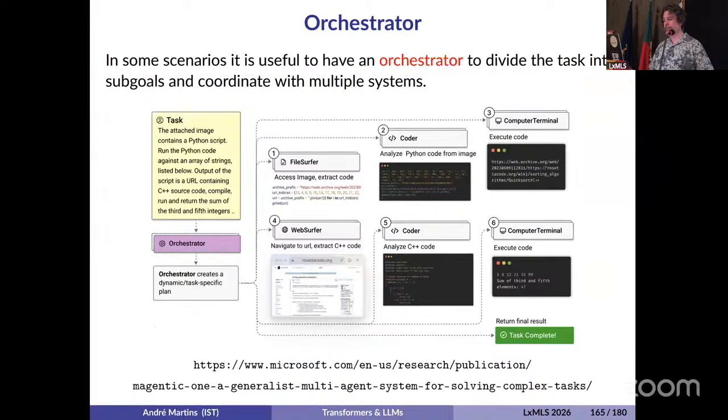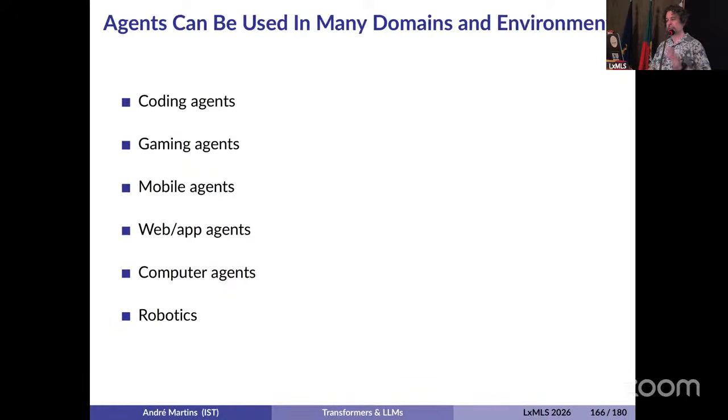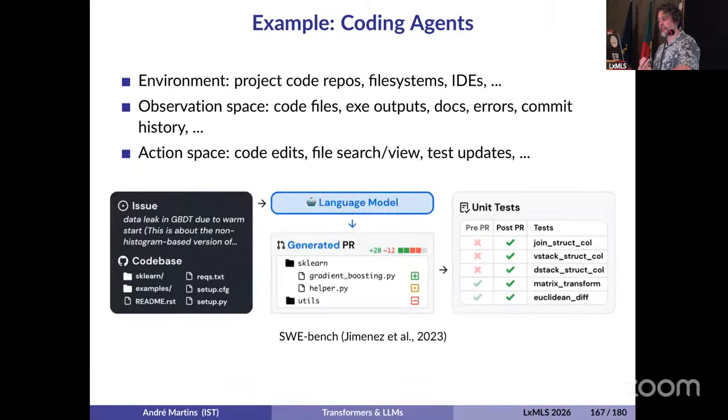There are several models that do that. ReAct is one example. In some scenarios that are more complicated, if you have a complex goal that you need to break into intermediate sub-goals, you might need some kind of orchestrator that divides the task into sub-goals and coordinates with multiple systems. But the point I want to make before finishing is that these agent models can be used in a variety of different domains and environments. It will be interesting to think about the common denominators between all these different things so that we can make progress in building a good theory for this.